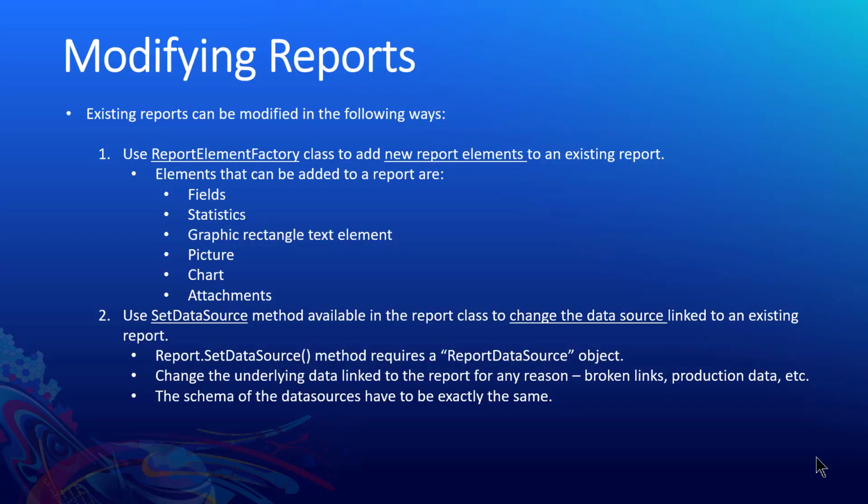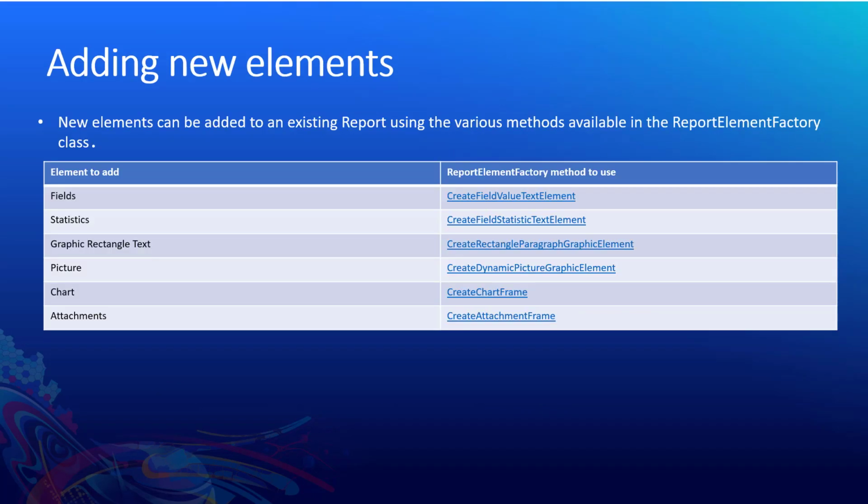Existing reports can be modified in the following 2 ways. To create new elements on an existing report, use the methods available in the report element factory class. The elements that can be added to a report are new fields, statistics, text elements, picture graphic elements, charts, and attachments. You can change the underlying data source of an existing report using the set data source method. The set data source method requires a report data source object as a parameter. Change the underlying data source of an existing report for any number of reasons: broken links, change the definition query, etc. The important thing to note here is that the schema of the data sources needs to be the same.